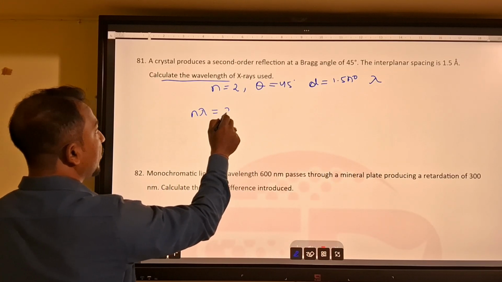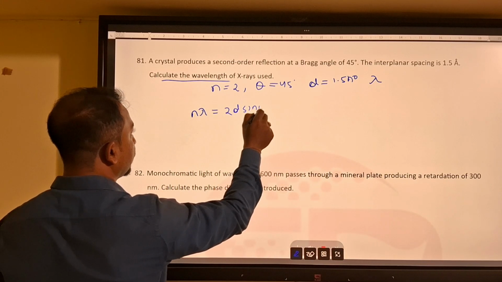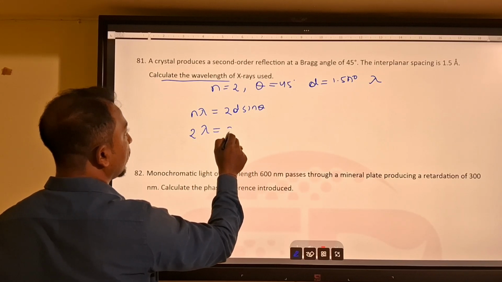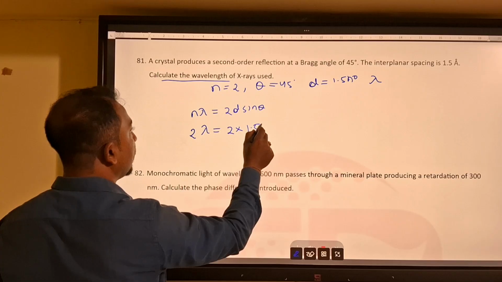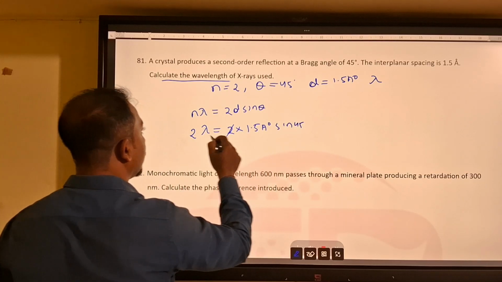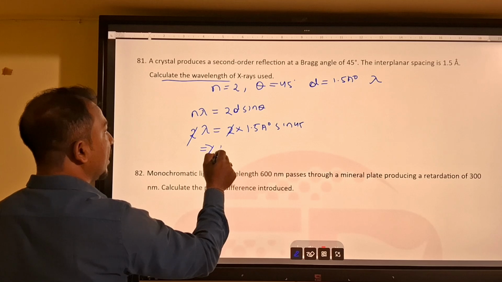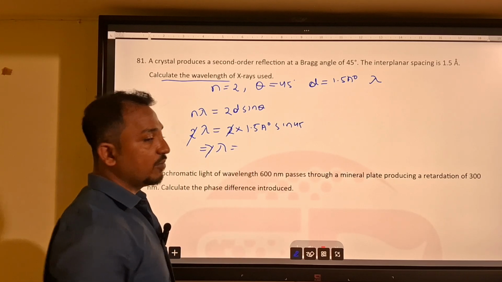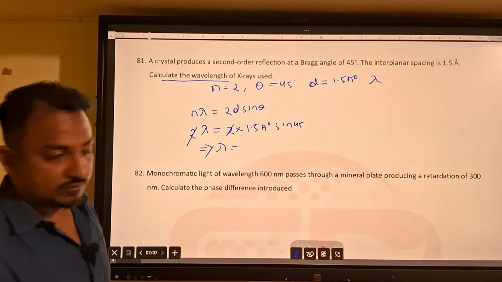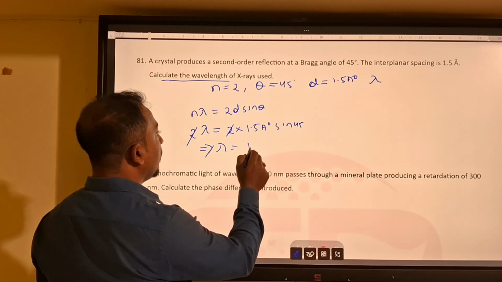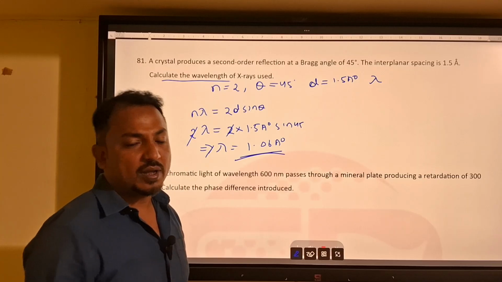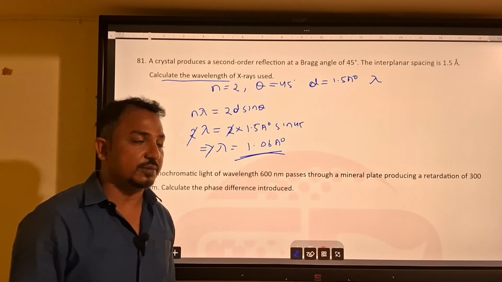So n lambda equal to 2D sin theta. So n is 2, into lambda we have to calculate, equal to 2 into D, which is given 1.5 angstrom, then sin 45. The 2 will be cancelled. Then lambda equal to 1.5 into sin 45. It will be approximately 1.06 angstrom.